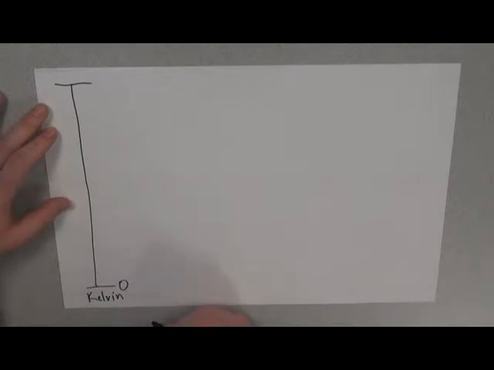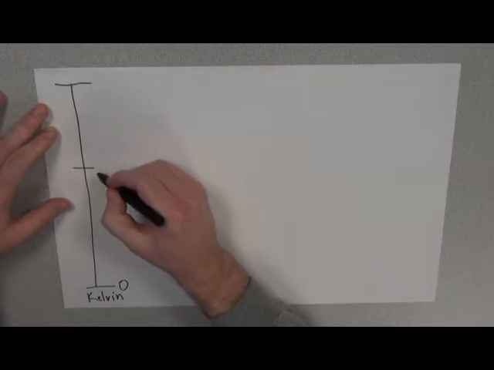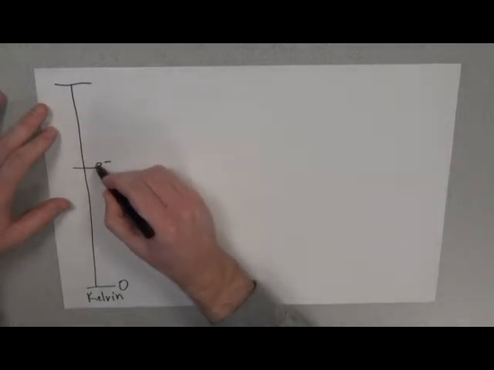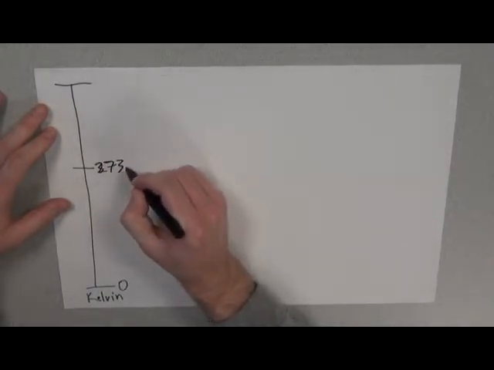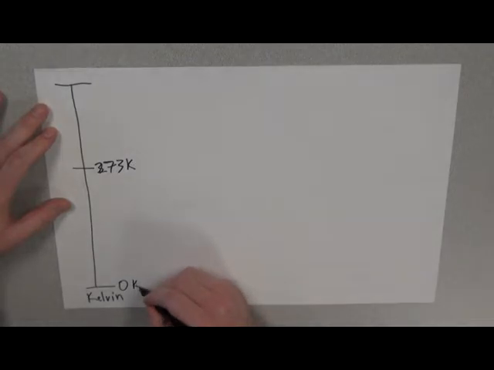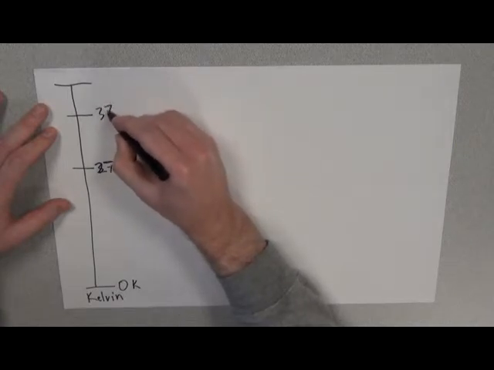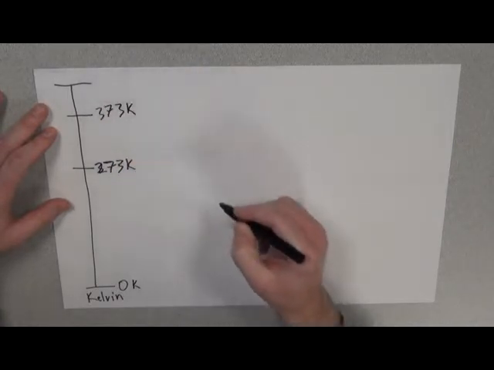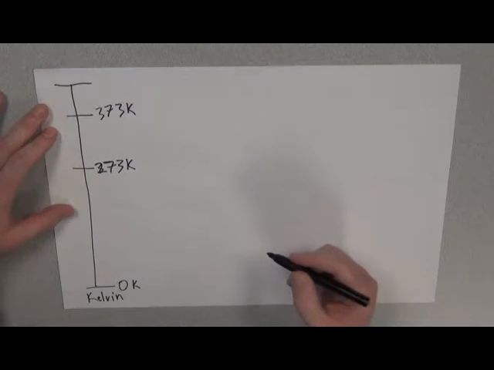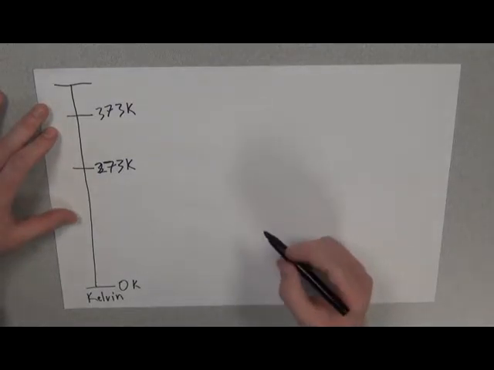0 Kelvin is absolute 0. In other words, there's no molecular movement. Somewhere here would be 273 Kelvin, that would be the freezing point of water. And then somewhere else here we would have 373 Kelvin, and that would be the boiling point of water. So those are our points of reference that we can use.